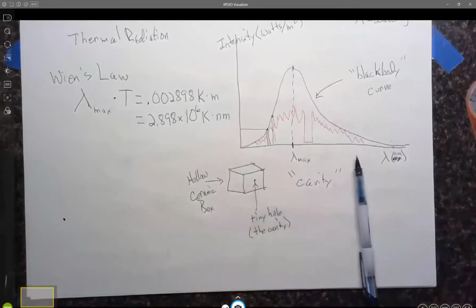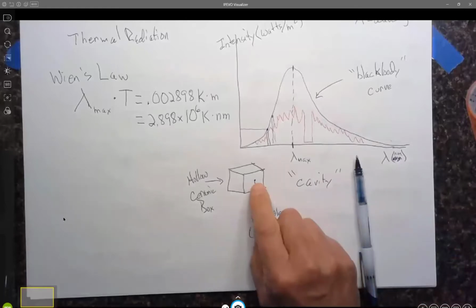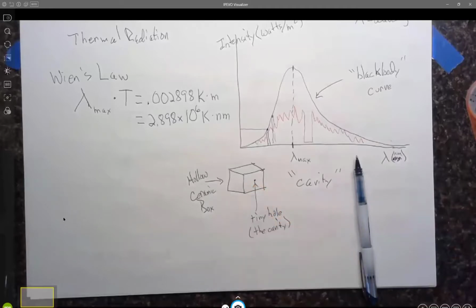Turns out they're also good at absorbing energy. So you can shine all the light you want into that tiny hole in the cavity and it's not going to come back out. It doesn't reflect off the hole. So that's kind of an interesting effect.